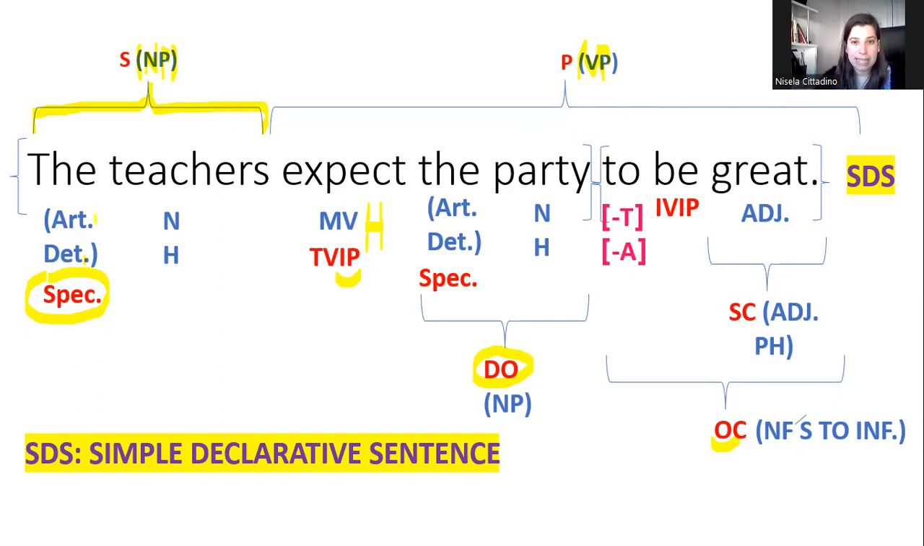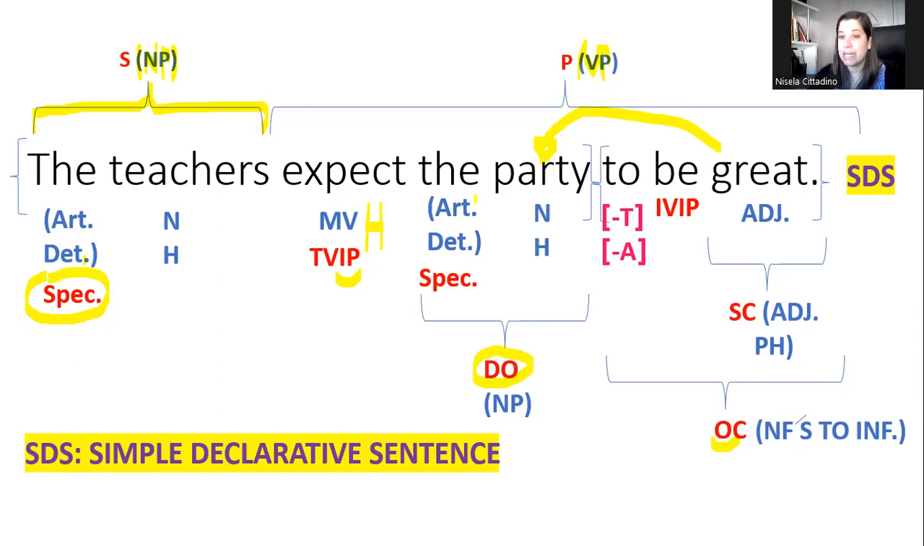So we have analyzed the first clause. The teachers expect the party. Expect the party? What? There is something else that we need to add. So the predicate is not complete. So to be great, it's an object complement, because it influences the idea, the identity of the direct object.